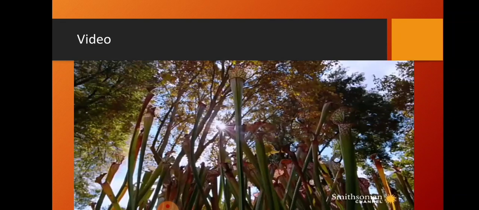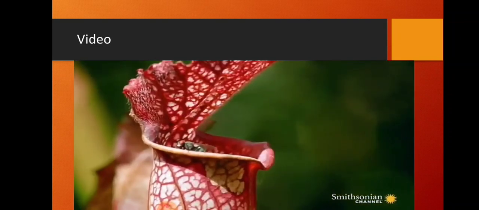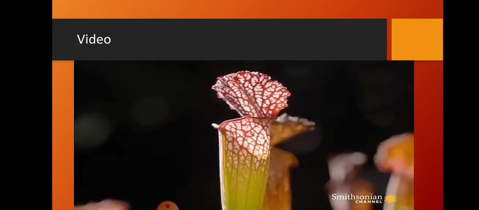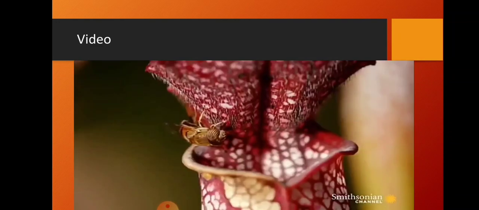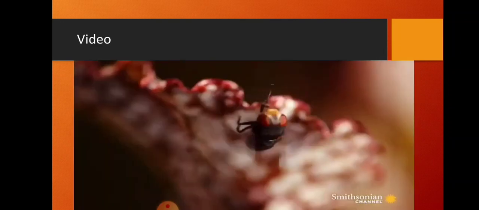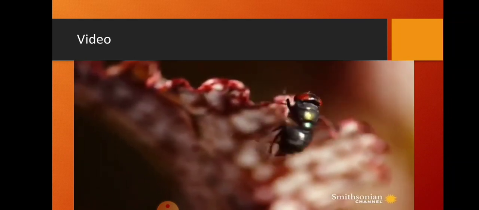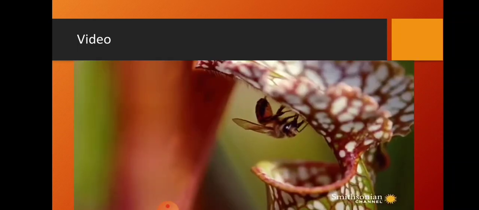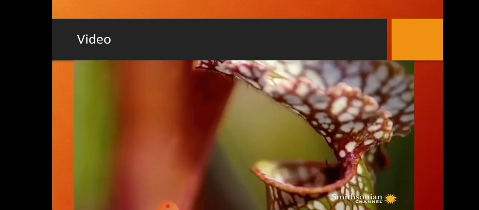These are the pitcher plants. You can see the green colored pitcher. The insect is sitting on the edge, which has sweet nectar, and the insect is now slipping inside it. It is unable to come out. Inside the pitcher you can see digestive juices. That is actually the combination of water and enzymes.